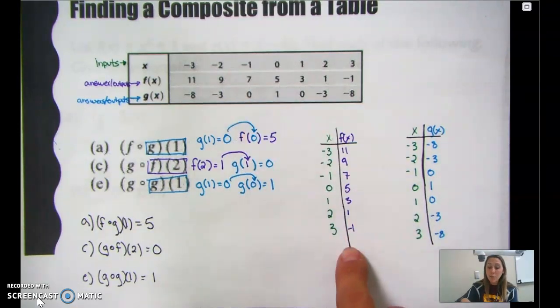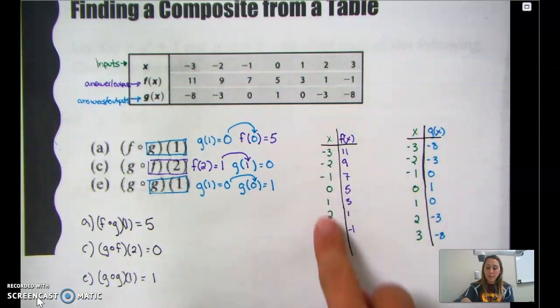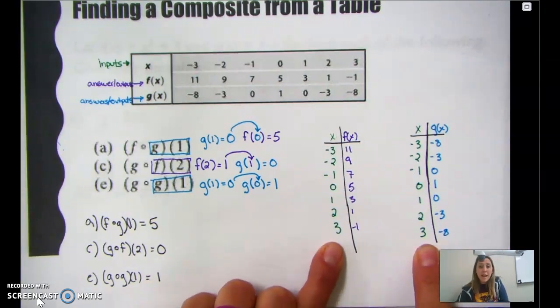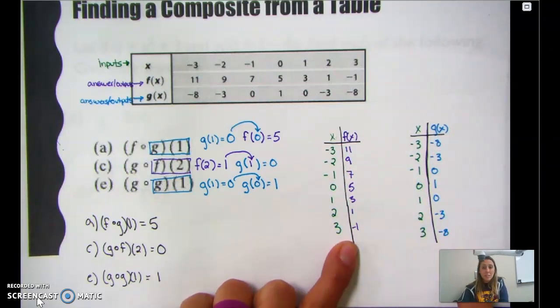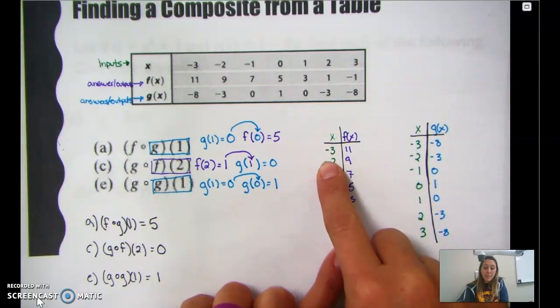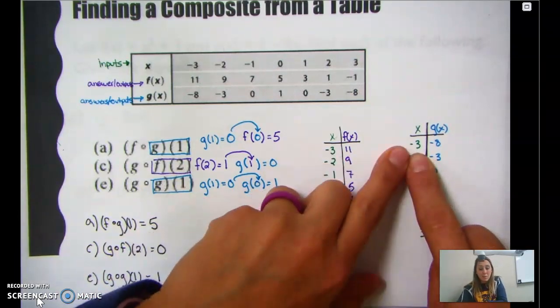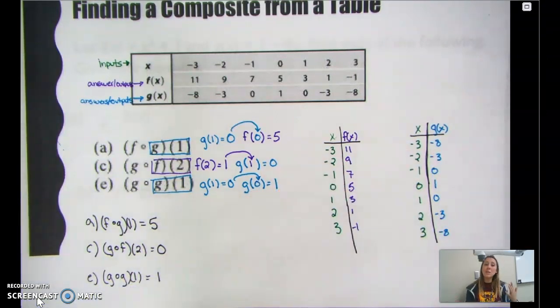But I went ahead and broke it up into 2 different tables because we've seen that before, and sometimes that's a little bit easier. I put all my inputs because they're the same, right? If you look at both of these functions, I have my inputs of -3, -2, -1, 0, 1, 2, 3. Then depending on the function, my outputs change. So when the input is -3 in the f function, my answer is 11. But when my input is -3 on my g function, my answer is -8. So that's something that we need to look at.